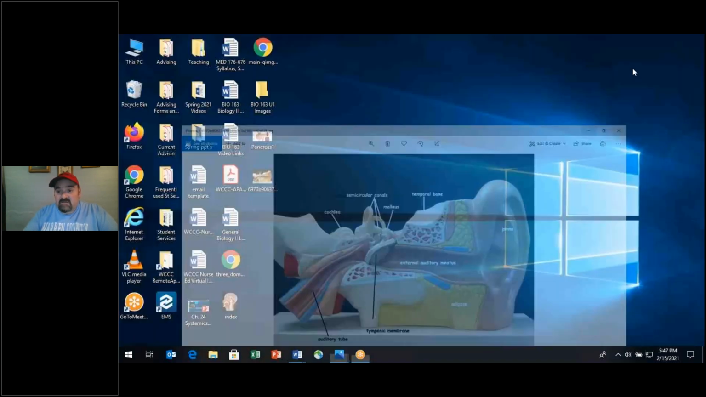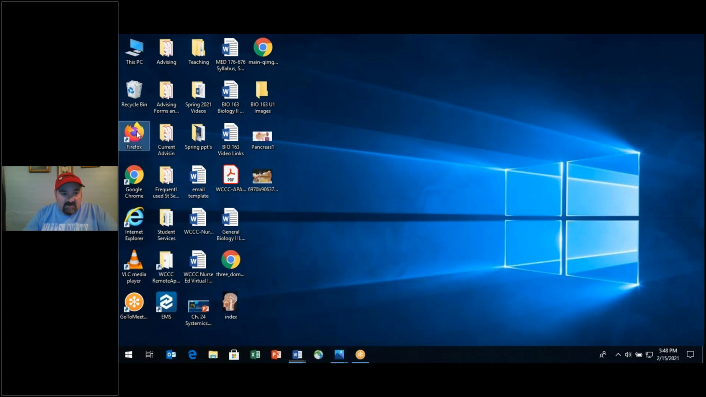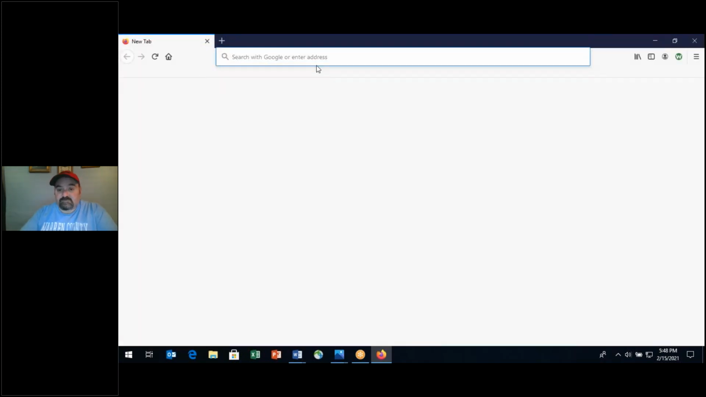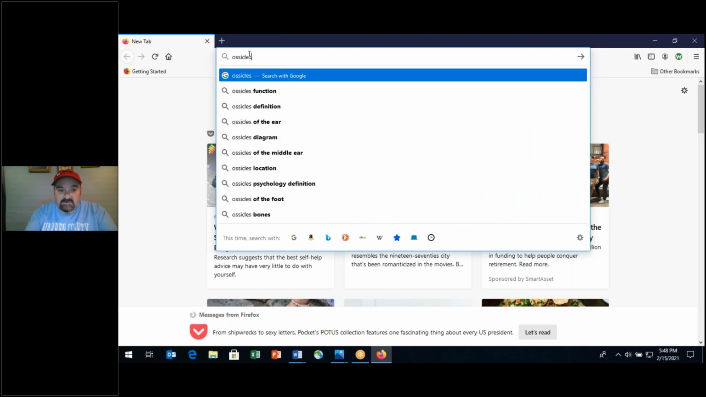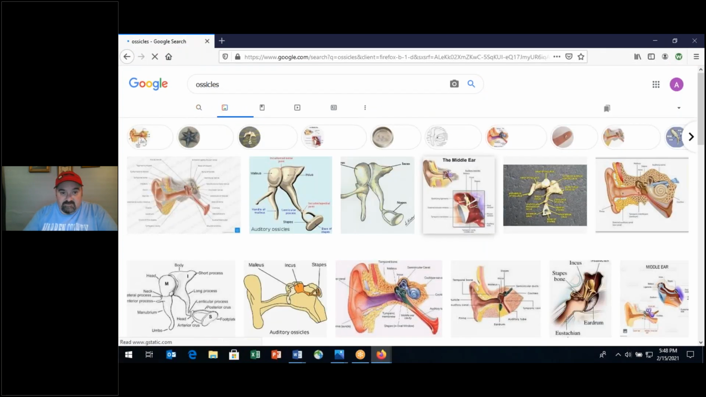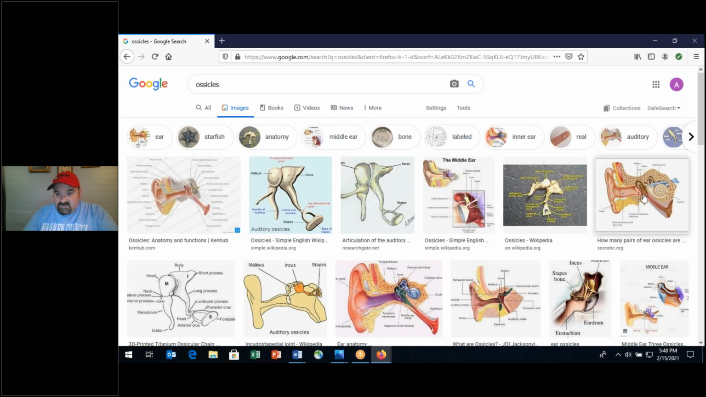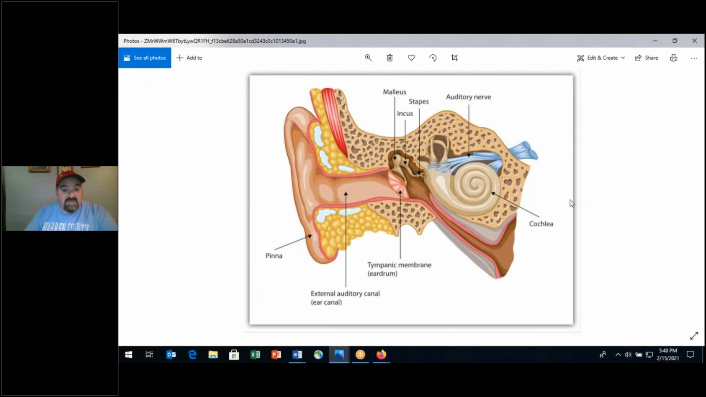Now, let's minimize that. Let's just come here. And let's look at the ossicles. So as we look at the ossicles, in situ, right? Okay, can you see that? Are we good? Yes. Yeah.